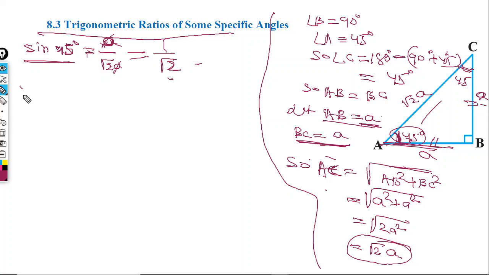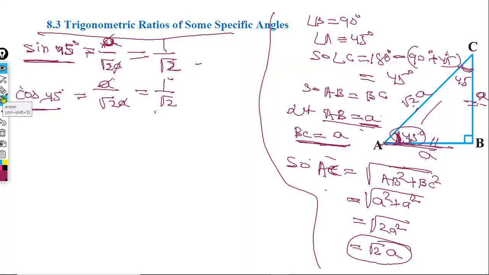Okay. Now we'll move to cos 45 equals to, similarly look at the figure. If we consider angle A, cos A is adjacent side divided by hypotenuse. So adjacent side is a, hypotenuse is root 2 a. So you can write a by root 2 a, a will be cancelled, again it will be equal to 1 by root 2. So we can say sine 45 equal to 1 by root 2 and cos 45 is also equal to 1 by root 2.